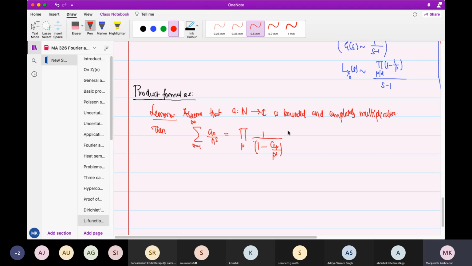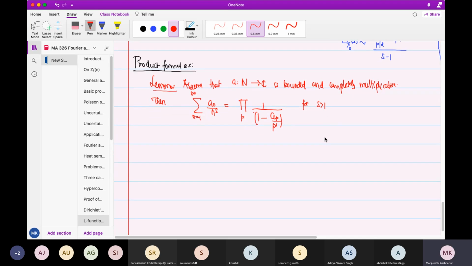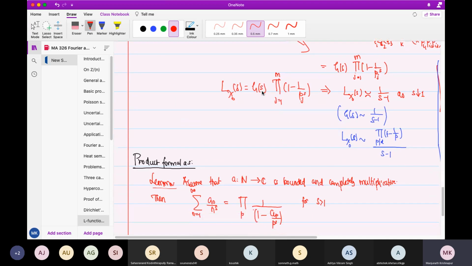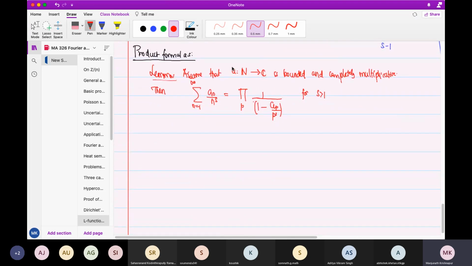Okay, so this is for s bigger than 1. In the fullest generality, it is just for s bigger than 1. When the partial sums are also bounded, we want to extend it to s bigger than 0. When the partial sums of A are bounded, the left side is fine for s positive. Then we want to also say this is fine. But first, let's do it for this.